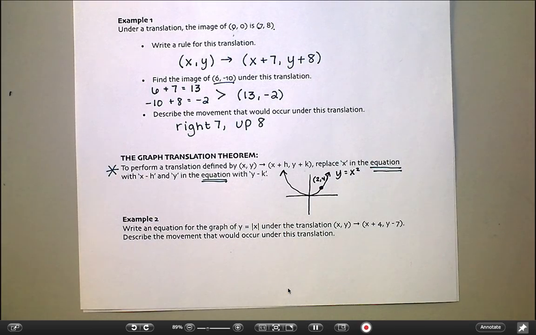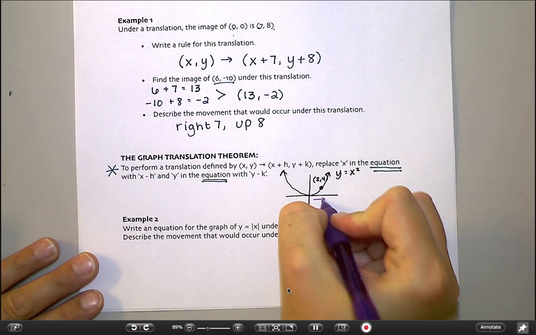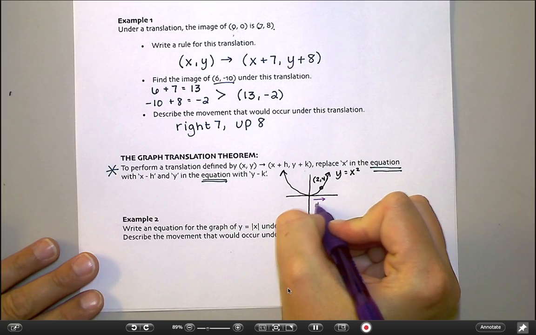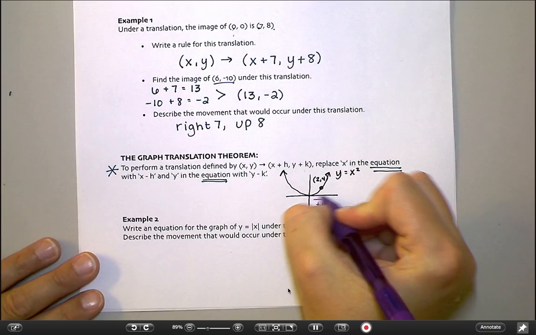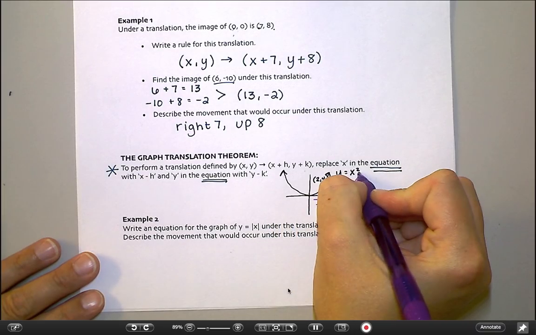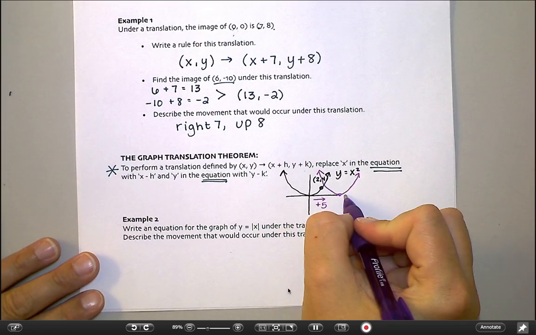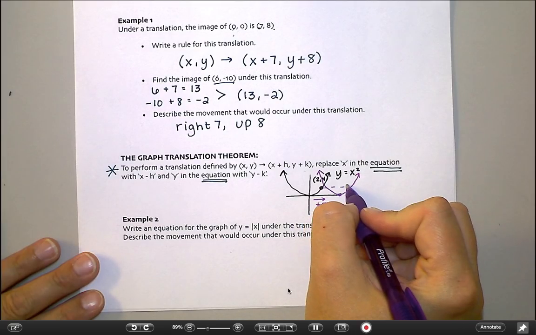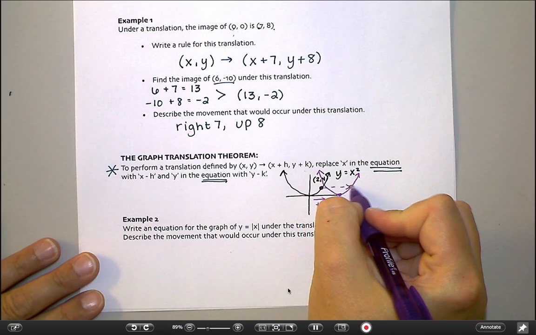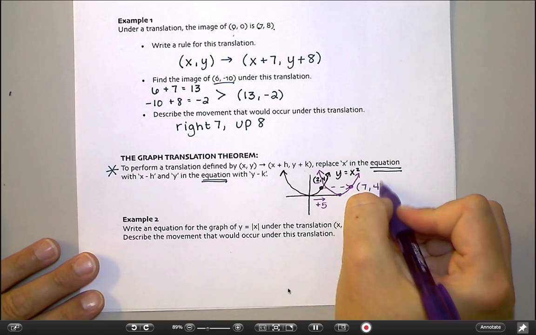Well, if we took that graph and shifted it to the right by 5, now my parabola would be over here. So we went 5 spaces this way. And this point, 2 comma 4, if I move it over by 5, would now be at 7 comma 4.